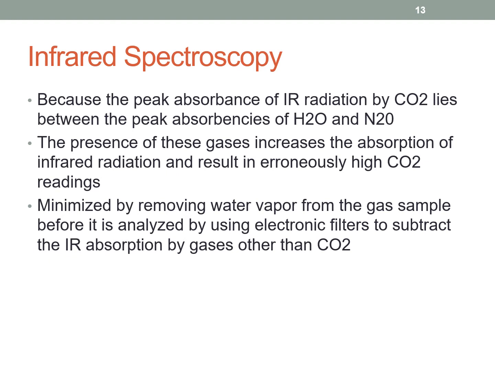Okay, because the peak absorbance of infrared radiation by CO2 lies between the peak absorbances of water and nitrous oxide, the presence of these gases increases the absorption of the infrared radiation and results in erroneously high CO2 readings. So it's really important to make sure that we remove the water vapor, or make sure that the sample line is placed in a good position.